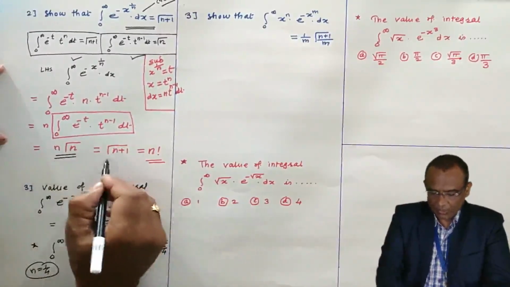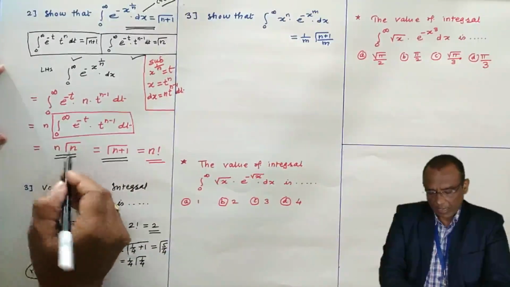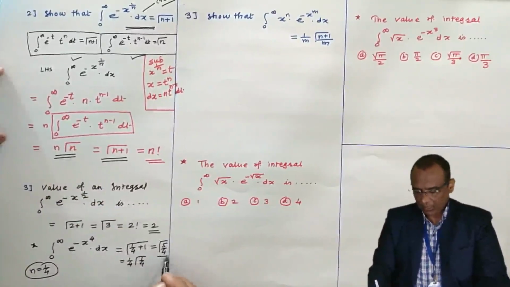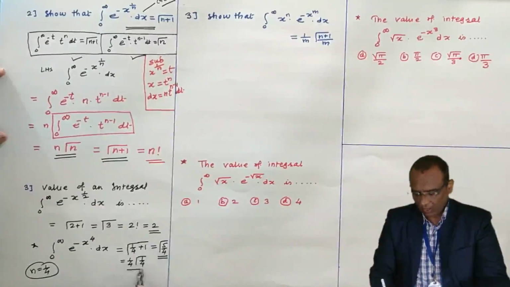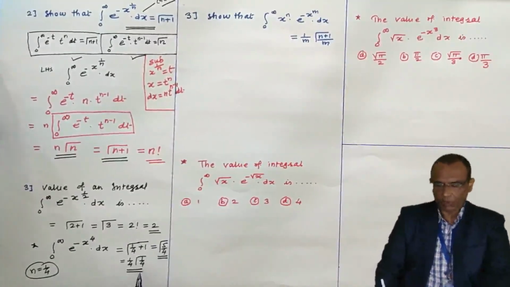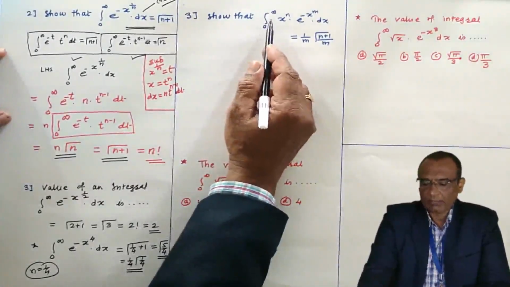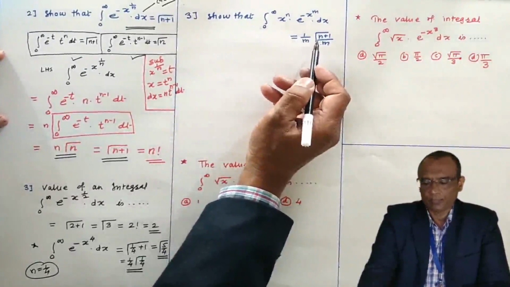Gamma n plus 1 can be written as n gamma n. Either this may be given as an option or this may be given as an option. Now, the next problem. Show that the left hand side integral is equal to this one.